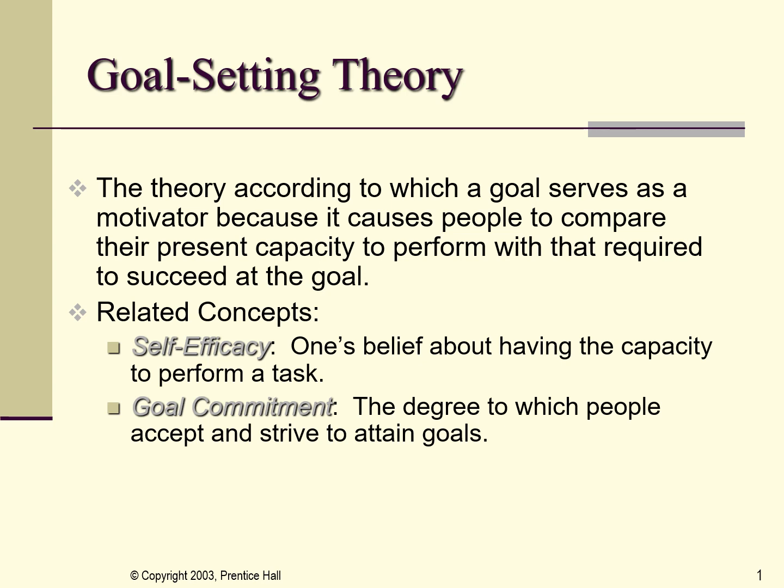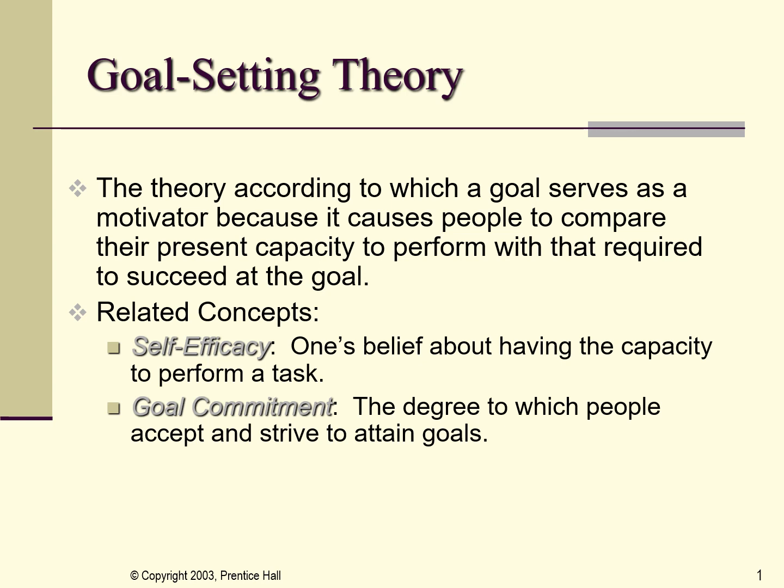This is a theory according to which goals serve as a motivator because they cause people to compare their present capacity to perform with what is required to succeed at the goal. So the idea of goal setting theory is that one of the ways to generate motivation is to set clear goals. And think again about that model of arousal. That first thing is recognizing a goal and wanting to attain it. So this is about making sure that organizations make the goals for individual employees very clear.